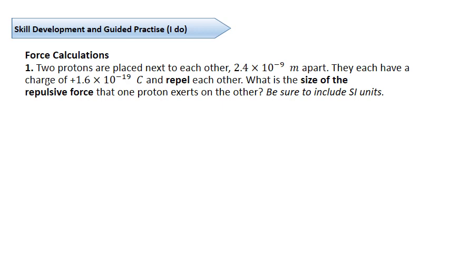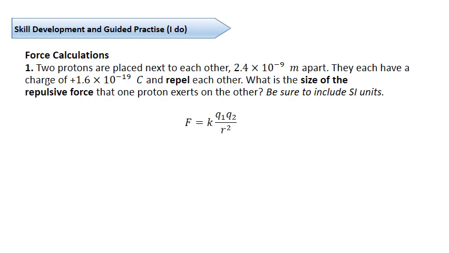Okay, this is now dot point 4.1.1.2, which is to solve problems involving Coulomb's law. Let's go ahead and do it. Okay, we're going to do some problems. I'm going to do a few, you're going to do a few, and then I'm going to do the answers for you. Two protons are placed next to each other 2.4 times 10 to the negative 9 meters apart. They each have a charge of 1.6 times 10 to the negative 19 coulombs, and they repel each other. What is the size of the repulsive force that one proton exerts on the other? Be sure to include SI units.